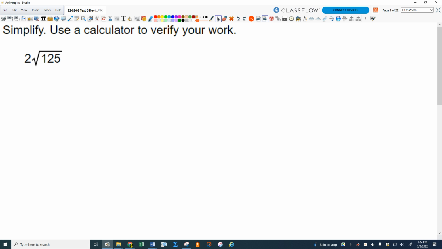Okay, so now we're moving on to just simplifying radical stuff. Okay? So simplifying radicals. All we got to do here, I've got a 2 outside of the radical already. Now I just have to see if I can get a couple to go out in front with the 2. Right? So this is a factor tree kind of a thing. Start with our 125.